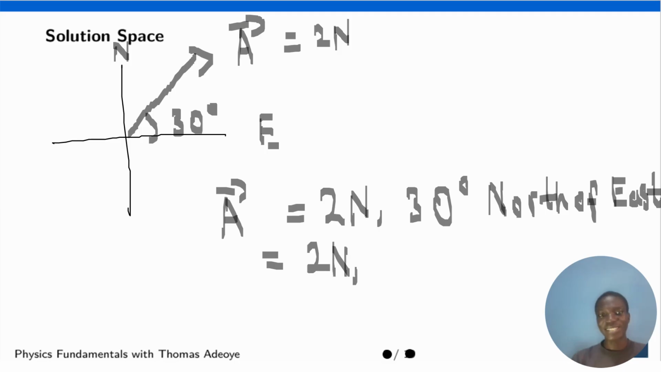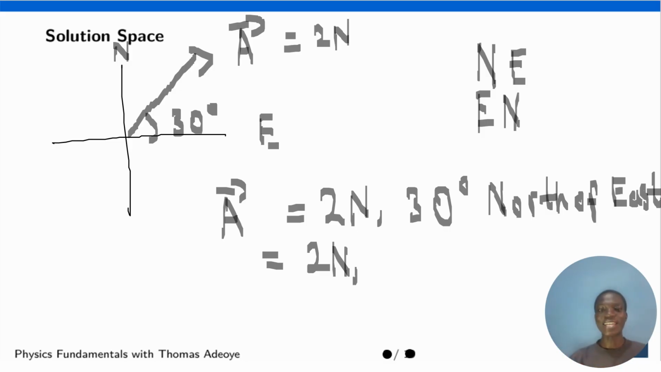North of east is NE or EN. So if you say NE, you are wrong. North of east is not NE. You read it from the back, I mean from behind. Okay, that's crazy, I know, but that's how it is, from the back.